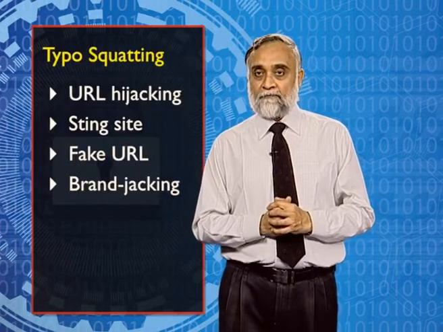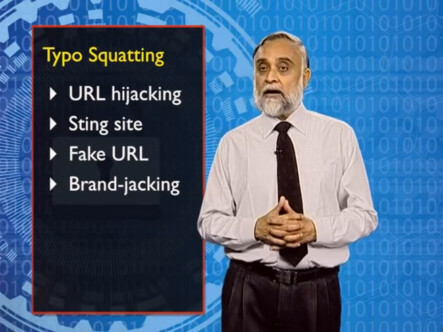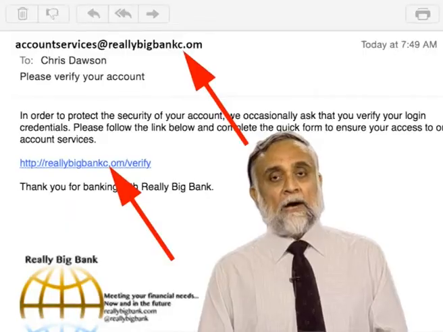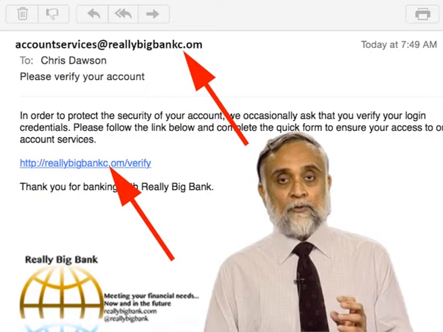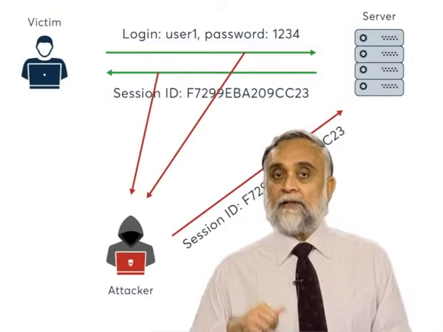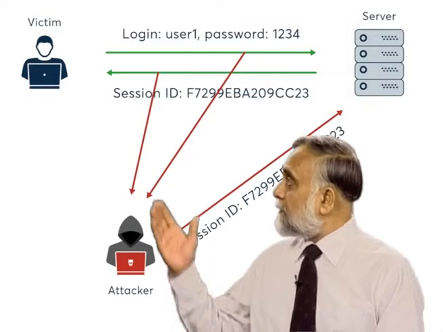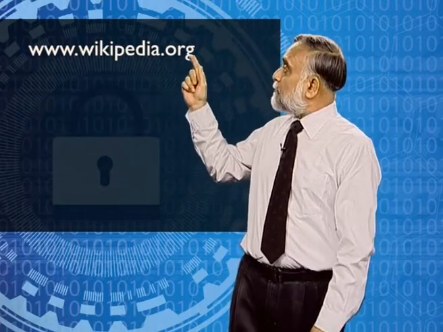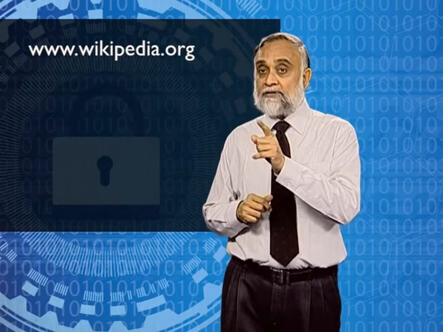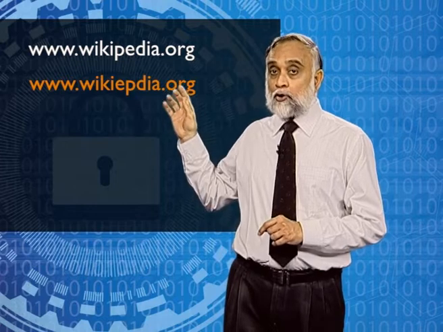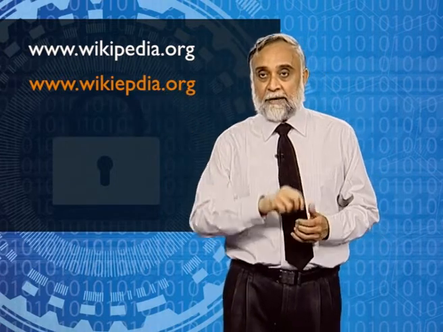Typo squatting. This is also known as URL hijacking, sting site, fake URL or brand jacking. Typo squatting occurs when internet users make typing mistakes or spelling mistakes while entering a website address in the web browsers. For example, the correct website address is www.wikipedia.org, but the typo squatting generated the address as www.wikipedia.org, but with a different spelling.